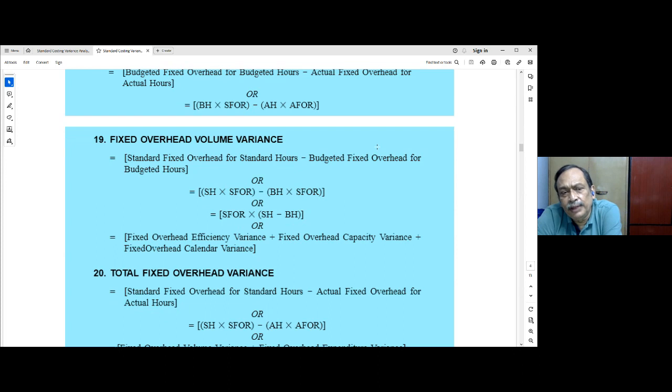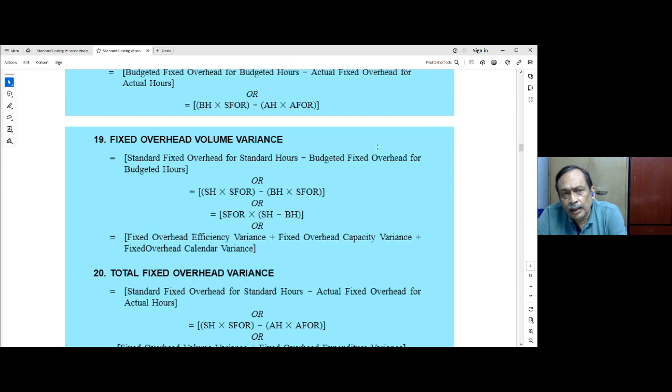Then fixed overhead volume variance. It is the difference between standard fixed overhead for standard hours minus budgeted fixed overhead for budgeted hours, or SH into SFOR minus BH into SFOR. Or we may take common the standard fixed overhead rate multiplied by the difference between standard hours and budgeted hours.